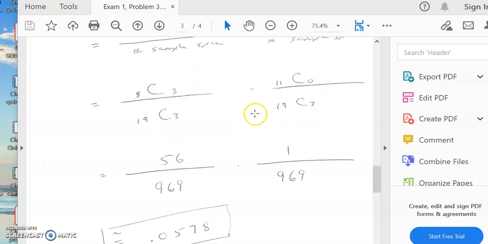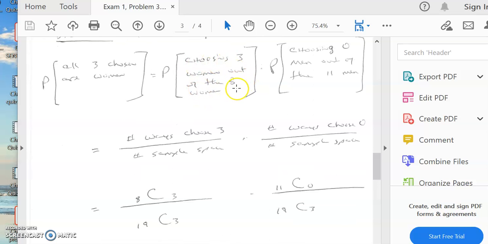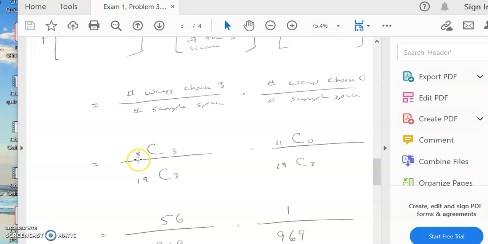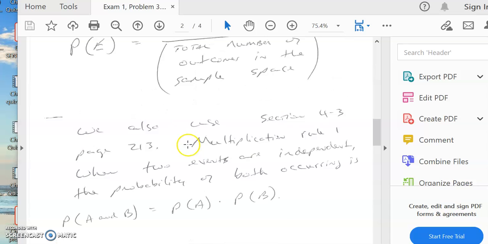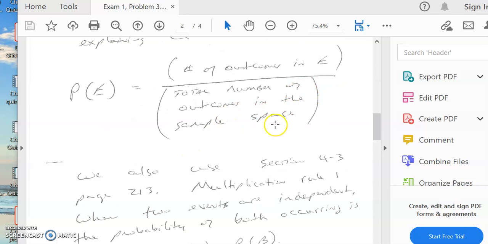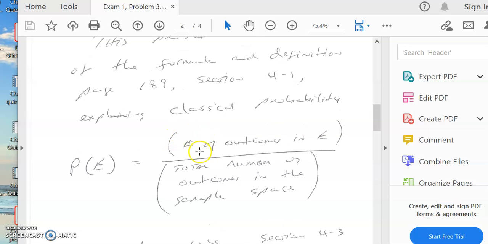Do you see why the probability of choosing 3 women out of the 8 women is 8 choose 3? 8 is the total number of women. We're choosing 3 of them. That's in the numerator, and the denominator is the total number of outcomes in the sample space. So now you see why these definitions are so important.